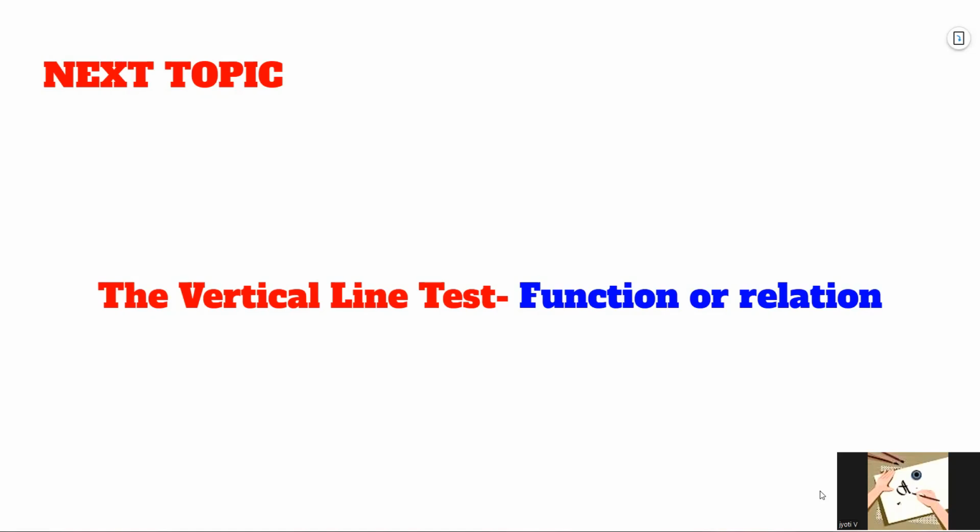In this video, we will understand through a graph, just by observing a graph, whether the graph belongs to a function or a relation by a wonderful test called the vertical line test. Before understanding this concept, let us first quickly recapitulate what is the meaning of a function and a relation.